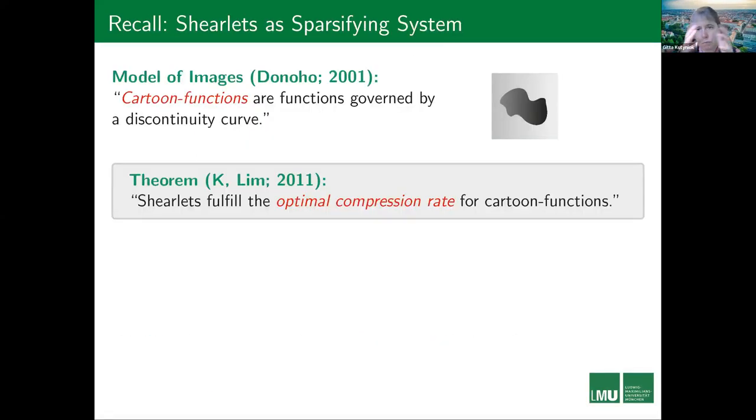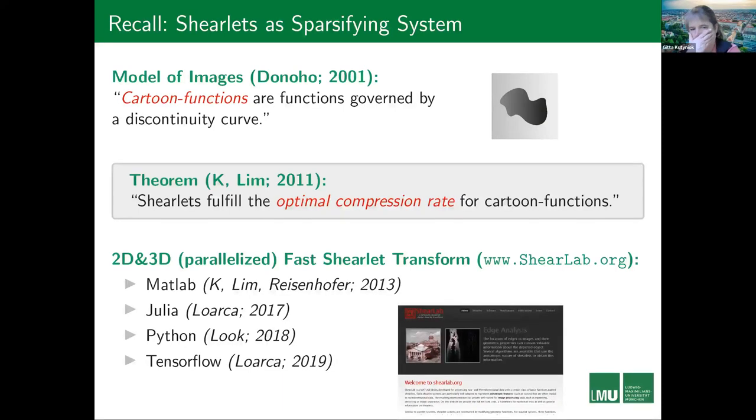We also already introduced shearlets as a sparsifying system for a particular class of functions. If you remember, these cartoon-like functions look like, to some extent, a simple version of an image, with a very distinctive discontinuity curve. In very rough terms, we summarized that shearlets fulfill an optimal compression rate for those cartoon-like functions. And again, these algorithms, if you want to try things out, you can find there. So for data, usually you can find such a sparsifying system.